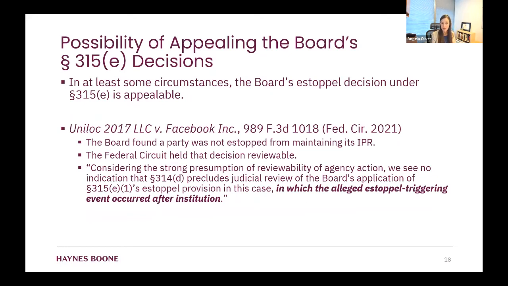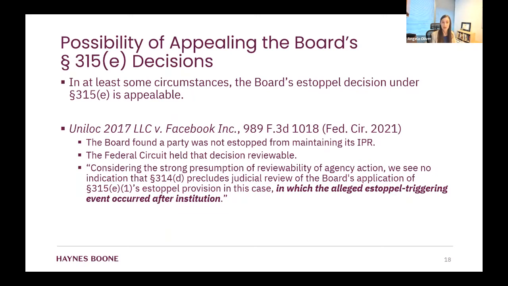There have been a couple of cases in the Federal Circuit where 315(e)(1) decisions have been appealable, but the reasoning in those cases was very much one of the situations that John was talking about earlier, where an IPR is going along, and then a final written decision in a different IPR issues, and that is the purported basis for the estoppel issue. And so the Federal Circuit has said in the Unilock versus Facebook case that where the estoppel triggering event occurs post-institution in this 315(e) context, that is reviewable by the Federal Circuit.